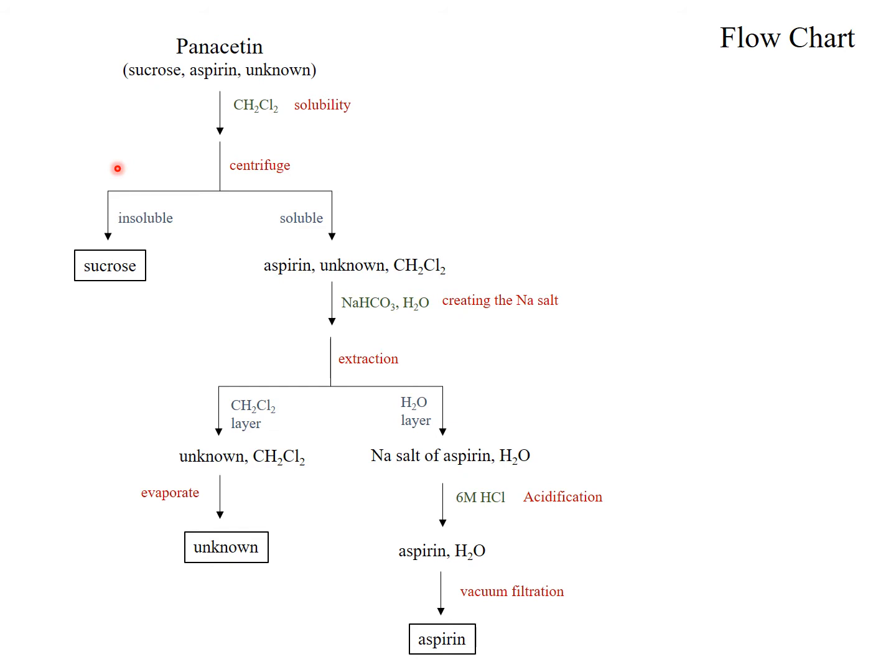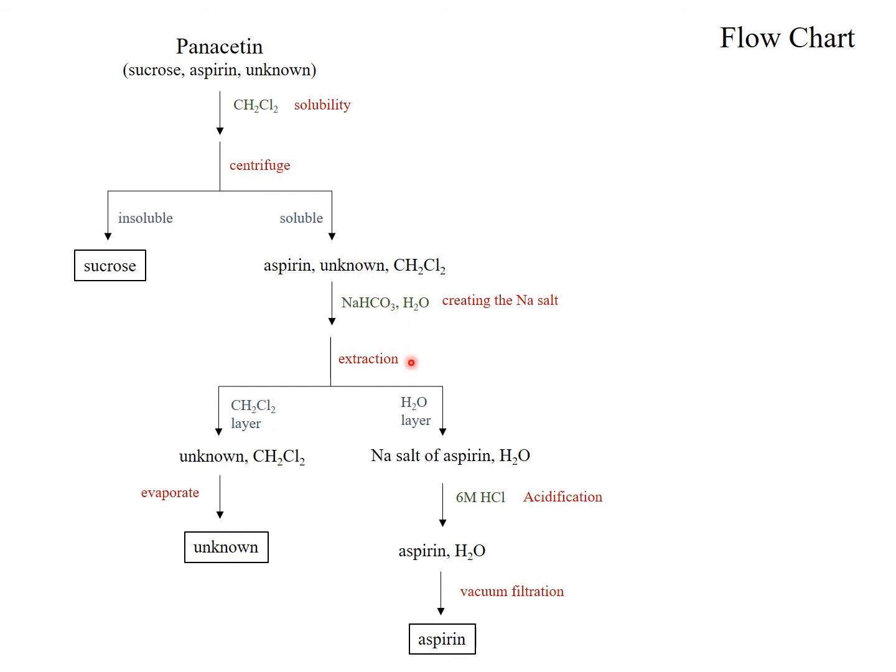We can separate it from the methylene chloride liquid by going to a centrifuge. So we isolate the solid sucrose, then we vacuum filter it and weigh it to constant mass. Now in my liquid methylene chloride, I have 2 things: aspirin, my unknown, and all my methylene chloride. If I add some sodium bicarbonate, it will form the sodium salt of aspirin, making it soluble in water, whereas it does nothing to the unknown compound, which stays in the methylene chloride solution.